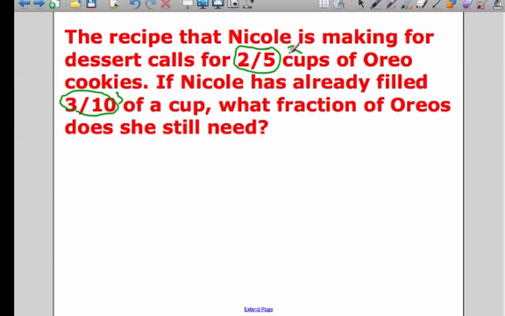I'm going to change this number instead of 2 to 3. And this is actually helping me figure out what operation I need to use. Anytime you get different answers based on where the numbers are, chances are it's subtraction or division. The order matters here. So in this case, the recipe calls for 3 cups. She's already filled it with 2 cups. So how many, instead of what fraction of Oreos does she still need? It'll be 1. We would do 3 minus 2.